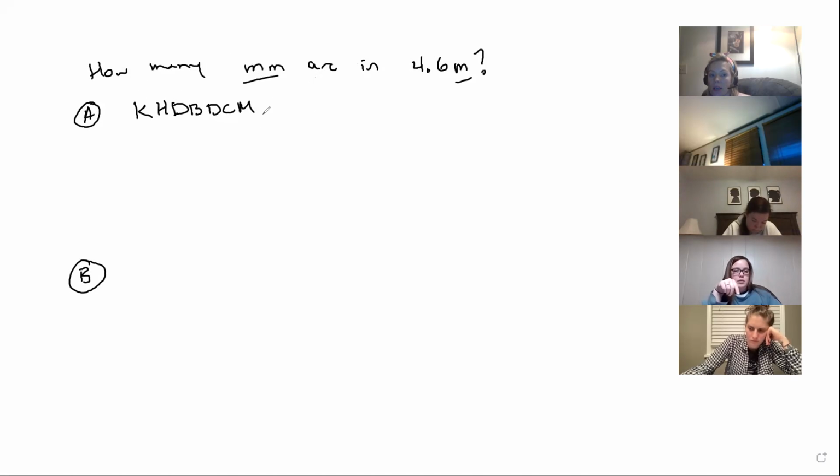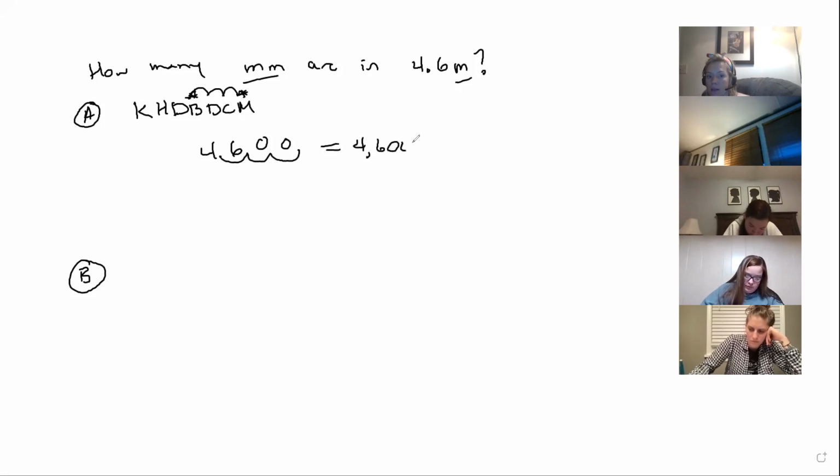My unit is starting at the base. I'm trying to get to millimeter. So that would require me to go 1, 2, 3 hops to the right. So my 4.6, 1, 2, 3 hops, fill it in. It becomes 4,600 millimeters. Pretty fast, nifty.